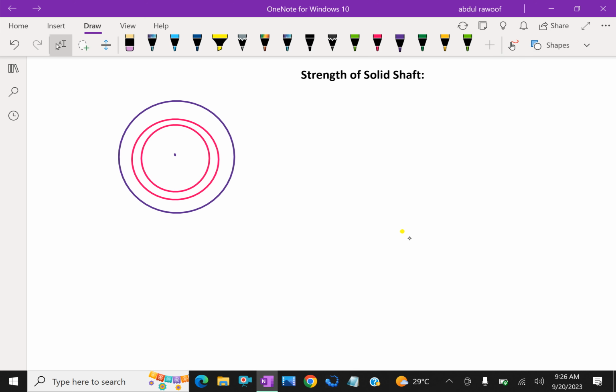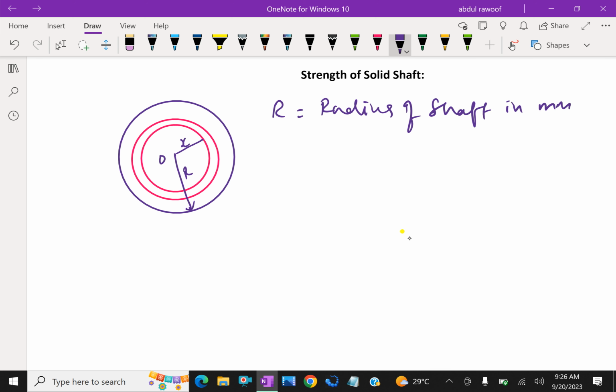Let R equal the radius of the shaft in mm. Tau equals the shear stress, that is, the shear stress developed in the outermost layer of the shaft in Newton per mm square.